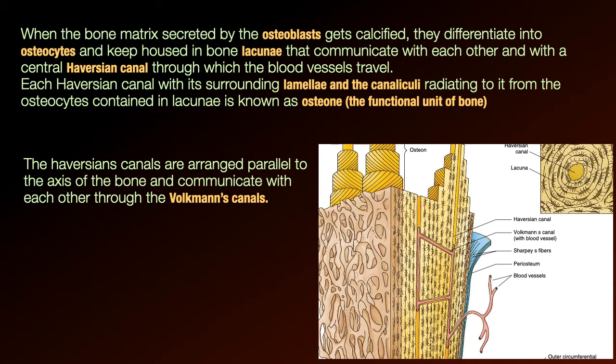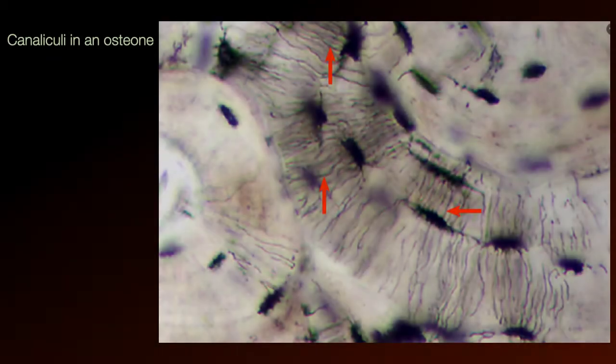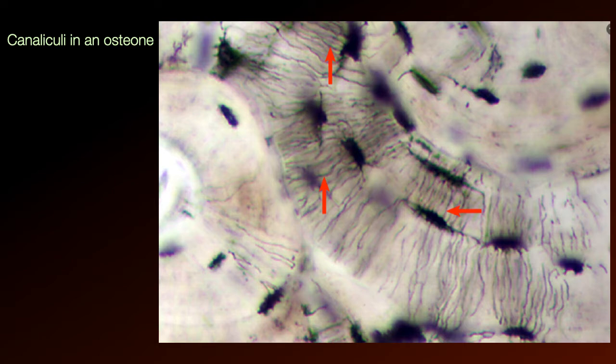Haversian canals connect to each other through horizontal tubes that we call Volkmann's canals. All right, so we have two types of canals here. For instance, here you have a close picture of three or four lamella of an osteon, and you can see the osteocytes inside their lacuna, and these tiny, very thin structures that look like hair. These are the canaliculi that connect one osteocyte to the next one.